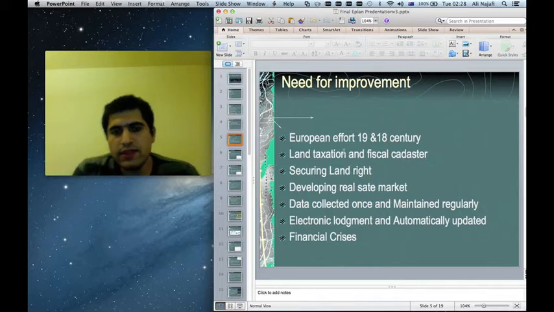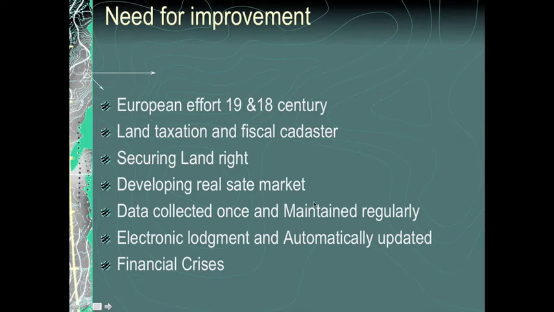Okay, the next section is need for improvement. Different improvements occurred in the recent history of land administration. I'm going to cite these improvements. The recent structure of land administration system was built by Europeans at 19th and 18th centuries, mostly for land taxation and land rights. Another improvement in this sector happened when the real estate market grew.